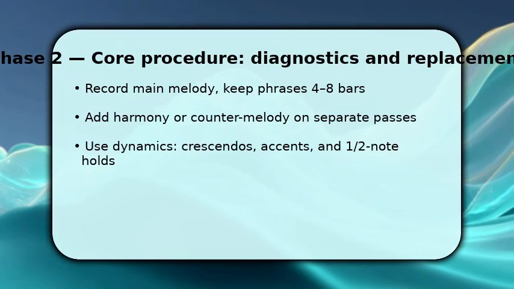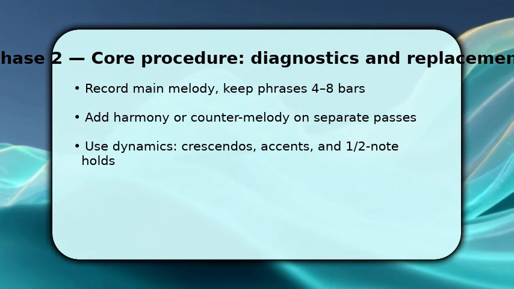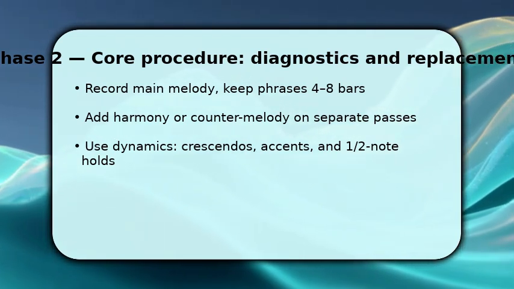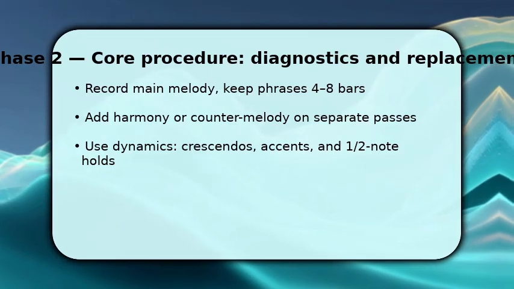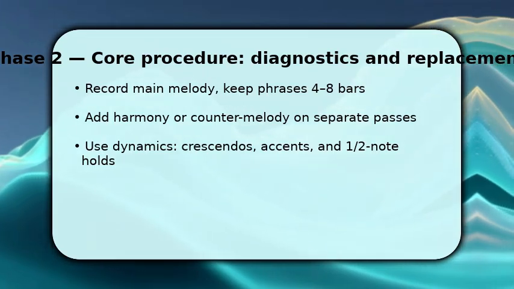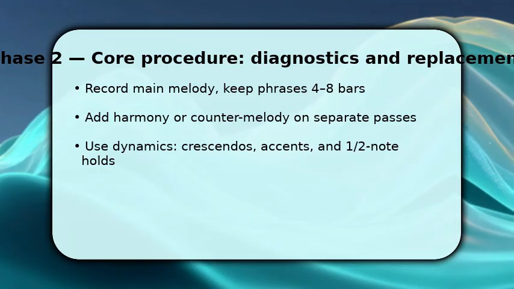You layer parts one at a time. Start with the main melody, record clean 4 to 8 bar phrases so you can loop them precisely. Once done, overdub harmony or a counter melody on a new pass to enrich the texture.